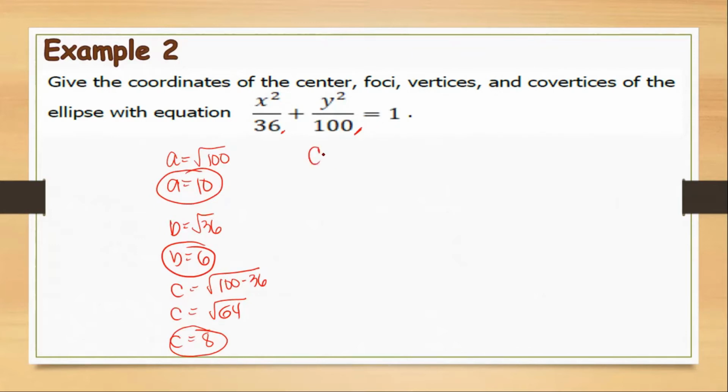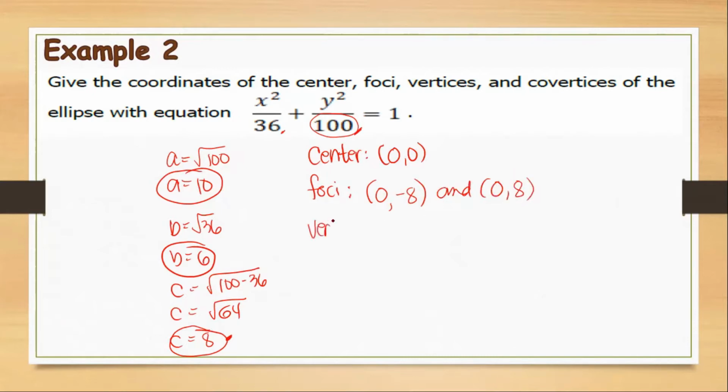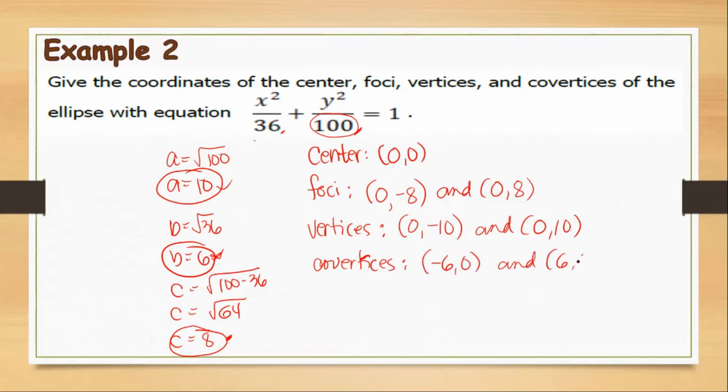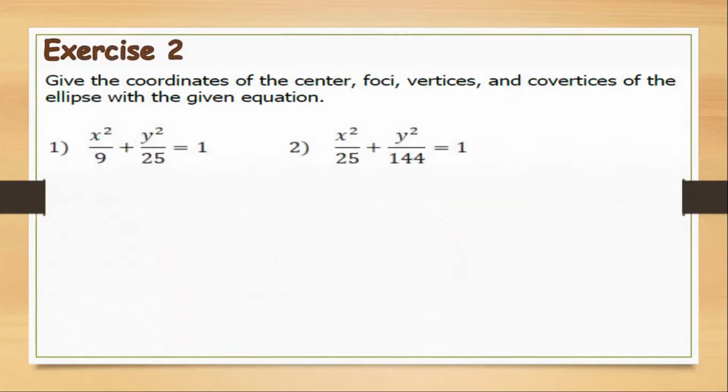So let's continue. The center is at origin, and that is at 0, 0. Let's find the foci. The foci is 8 units from the center, but you can notice that it's here on your y-axis. So that is 0, negative 8, and 0, 8. Next, the vertices. Vertices are also in line with our foci, and our A is 10. So that is 0, negative 10, and 0, positive 10. And lastly, our co-vertices, we get B equals 6 from the x. So we have negative 6, 0, and 6, 0. Those are the parts of our ellipse given on example 2. Let's continue with our exercise 2.